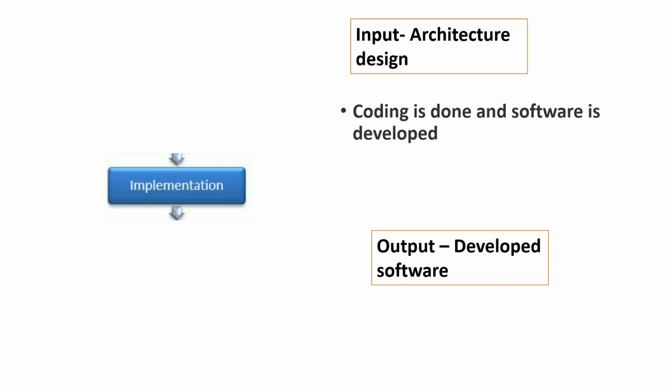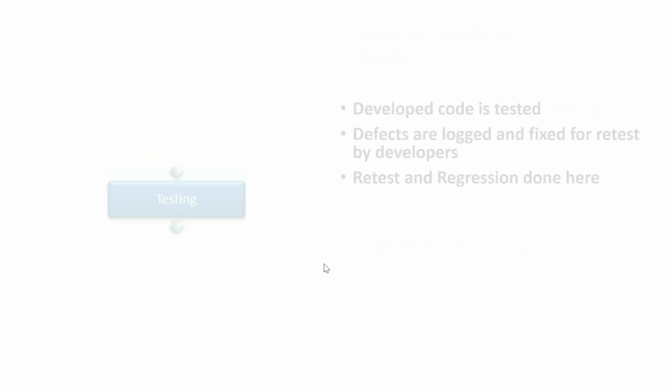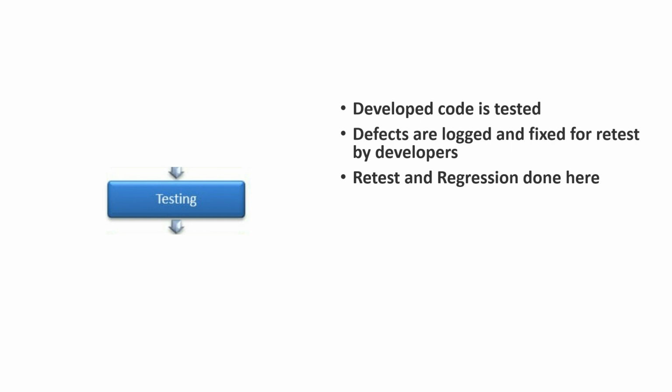Yeah, fine. So your developed software is the output of your implementation here. The requirements are already frozen, right? So in the implementation phase, you'll have the complete software developed. Okay, so now next is your testing phase. Your complete software is developed.